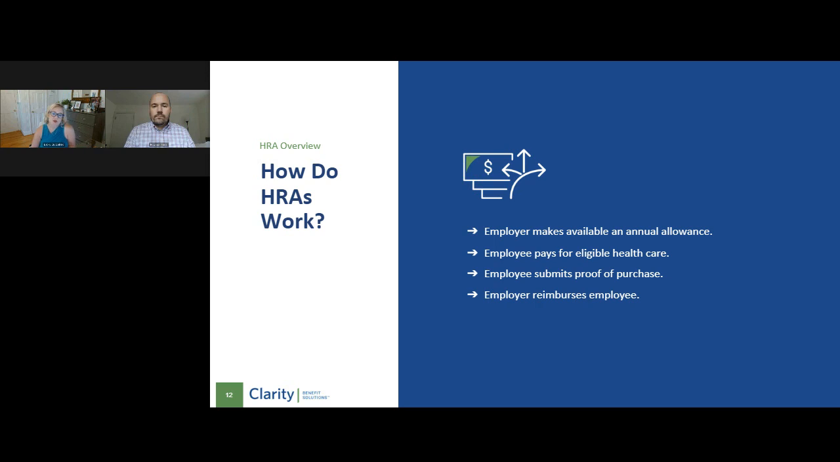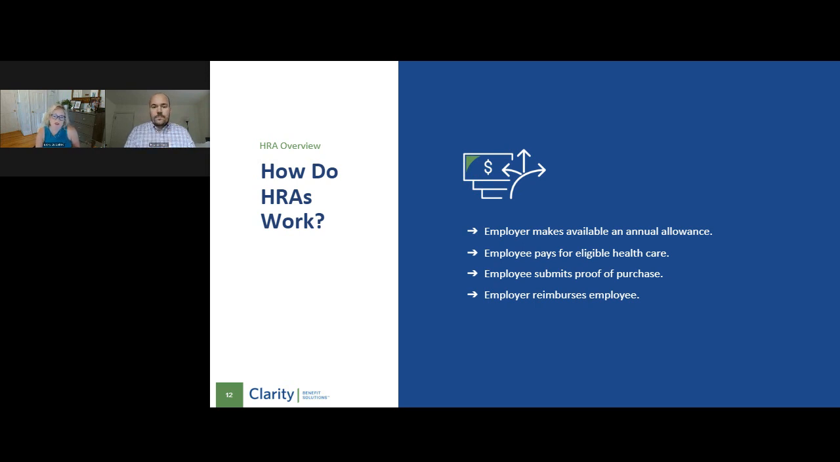Now, since HRAs are reimbursement arrangements, employees typically must pay for the services first themselves, unless, of course, their HRA plan design allows for a debit card to access their funds. Benefit administrators might typically offer multiple ways for employees to purchase qualified healthcare services, including via debit cards or an online portal. Now, third, the employee submits proof of purchase.